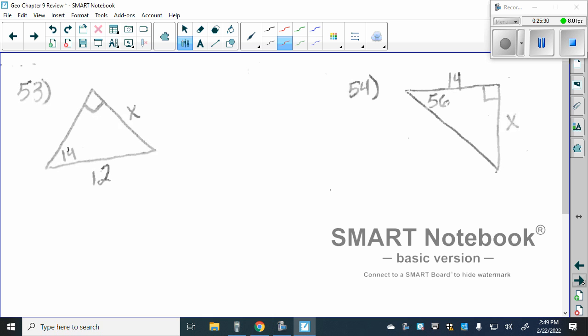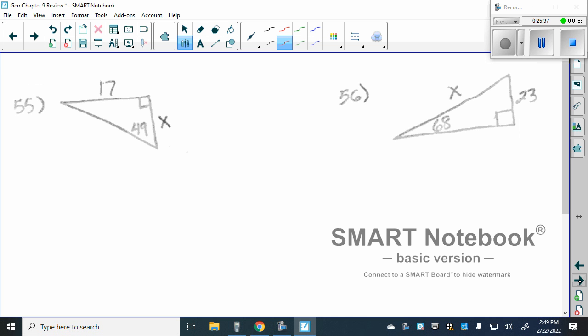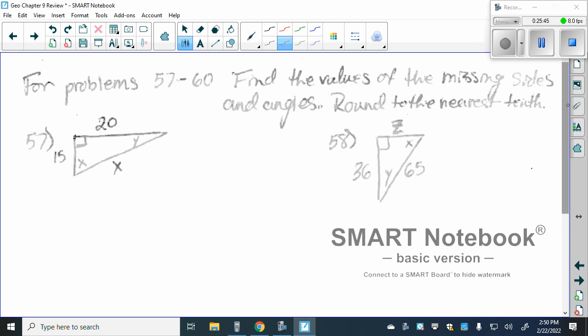Any other questions on 53, 54, 55, 56? Because again, these are just using sine, cosine, or tangent based off of what we're given. All right. Let's look at 57 and 58. These are the last types that we have.